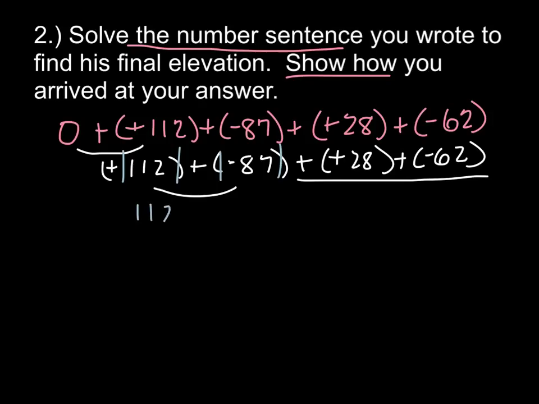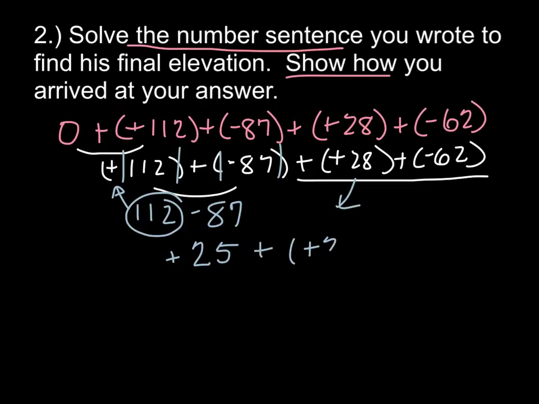So I've got 112 minus 87. To make that simpler and something that I can think about in my head, I'm going to round my 87 to 90. 112 take away 90 is 22. And I was never really at 90. I was at 87, so it's not 22. I need to go up 3 more. So it's 25. I look at the larger absolute value, that's this one, so I know that's positive 25. Bring down the rest of my problem, plus positive 28, plus negative 62.